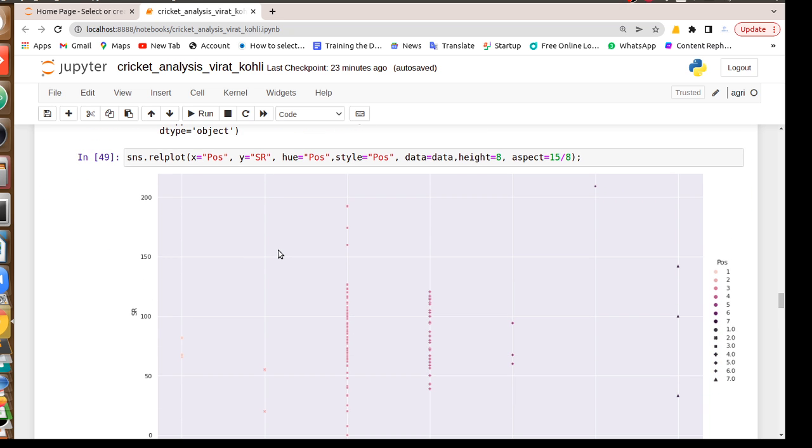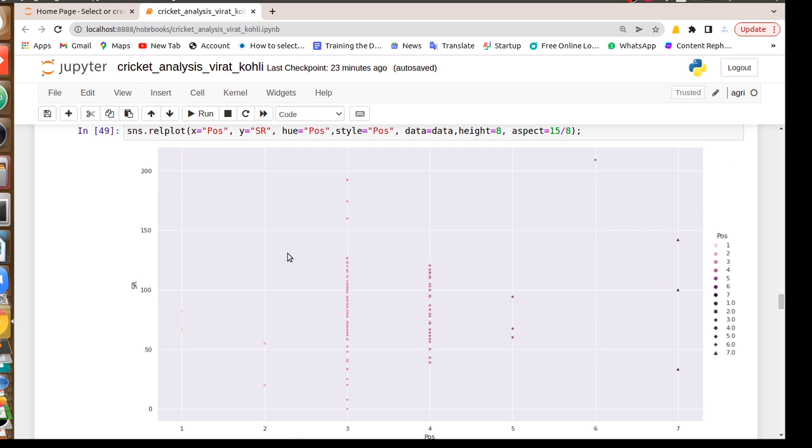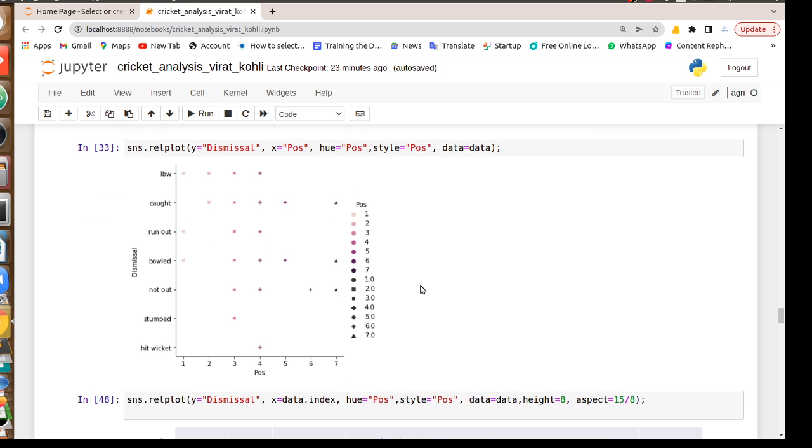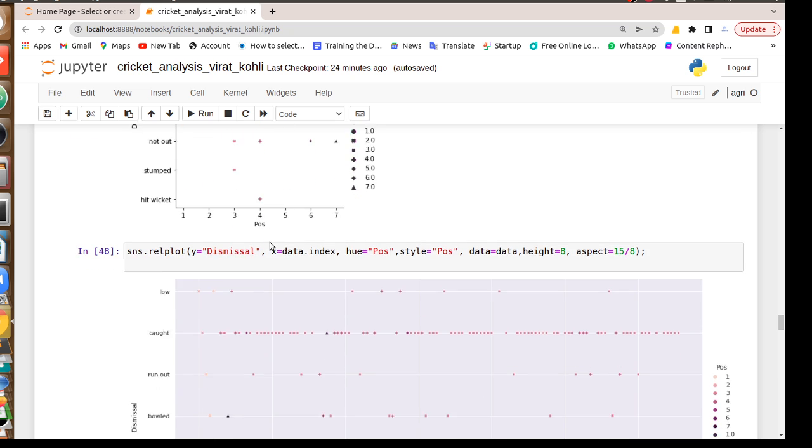And now strike rate is also more when he comes at 3-4, and when it comes to dismissal by position, you may see at 7th position he almost got not out, otherwise he got bowled out or caught. But when he comes at number 3, he may have got out in all the ways, but we can say that caught out was more. That we'll analyze below here.